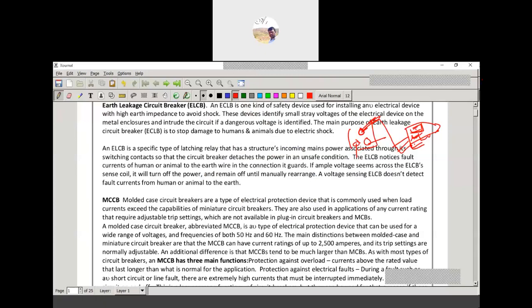If the leakage current is high, we'll get the shock, because in our human body, if the current reaches 0.3 up to 0.5 milliamperes, we'll get the shock. At that time, if the leakage current is high, we will get the shock. So for that protection, the earth wire is connected to the circuit, and that will be connected to the body of the iron box.